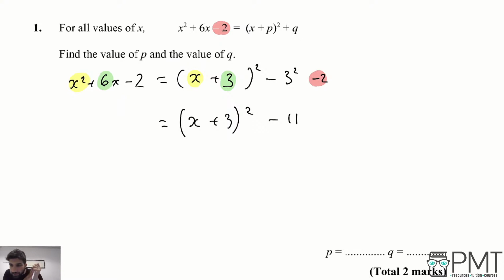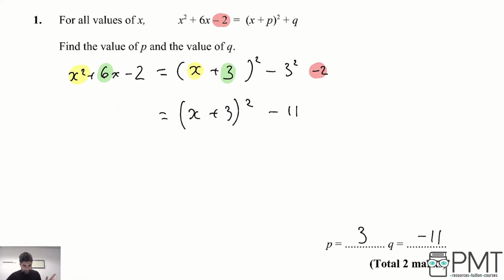Isabella, thank you. I think that is correct. Well done. Yep, thank you, Genius. We have got minus 9 minus 2. p is 3 and q is minus 11. Well done to those of you who got the answer. Let's look at the next one.